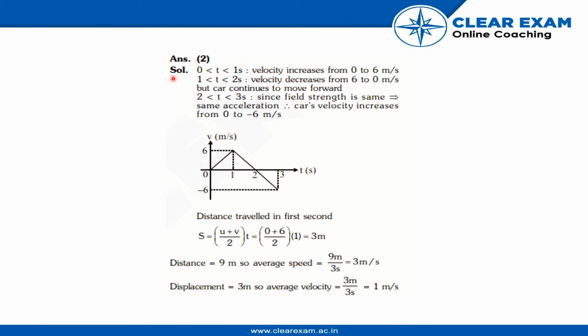So the solution will be: for 0 less than t less than 1 second, velocity increases from 0 to 6 meter per second. For 1 less than t less than 2, velocity decreases from 6 to 0 meter per second, but the car continues to move forward. Then for 2 less than t less than 3 seconds, since the field strength is the same, the acceleration is the same, so the car's velocity increases from 0 to minus 6 meter per second.